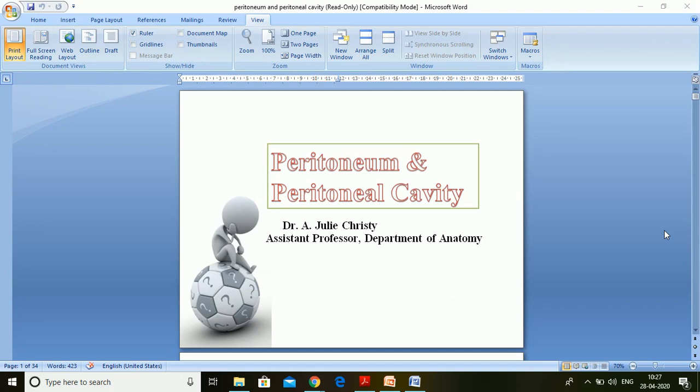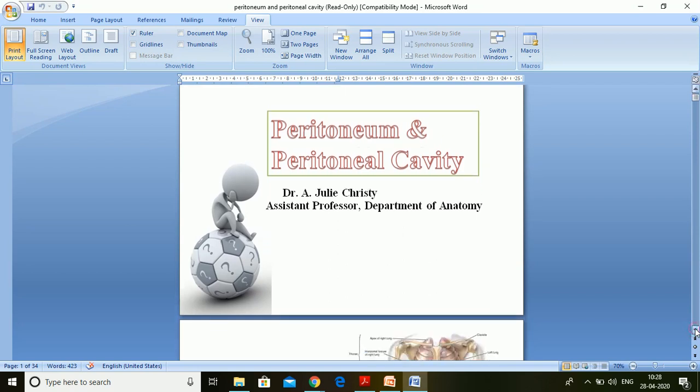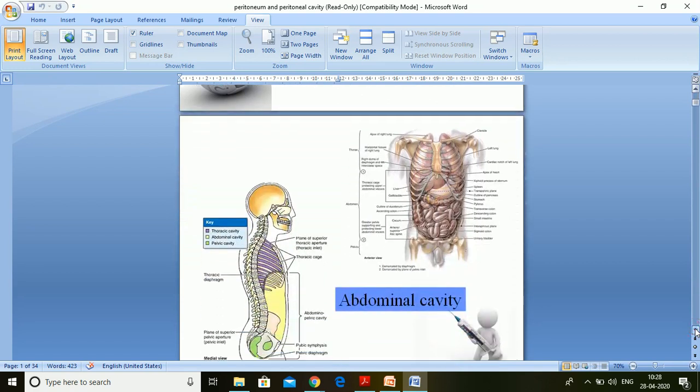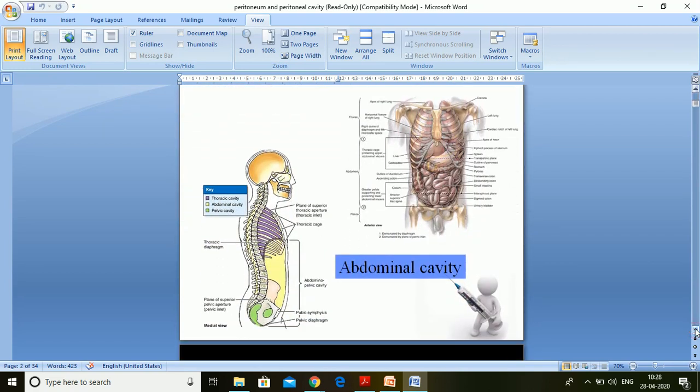So in between these two layers, outer parietal and the inner visceral layer, there exists a potential space. What do I mean by potential space? Potential space means it is a space filled with fluid or watery secretion. So that is called as a peritoneal fluid. The peritoneal fluid provides lubrication and contains macrophages for the protection of the organs within the abdominal cavity. So the absolute function of peritoneum is protection and movement, and it helps in providing cells for defense within the abdominal cavity.